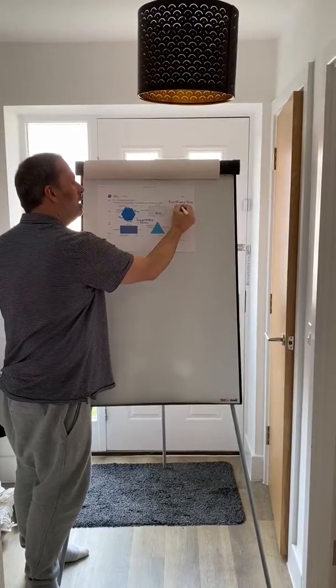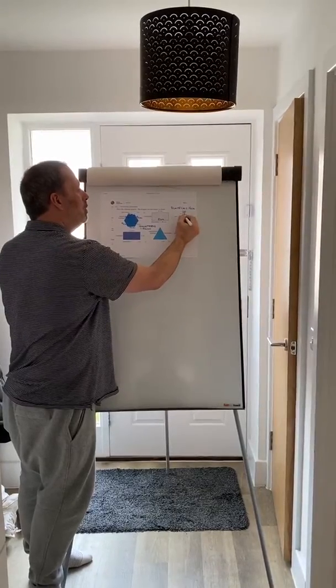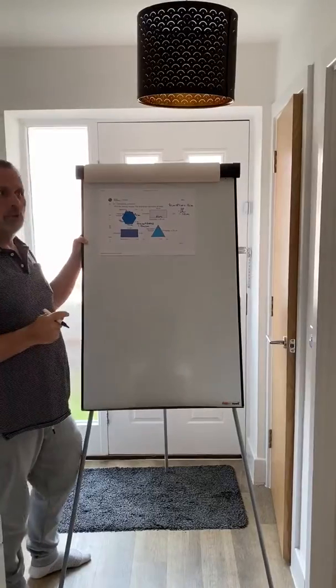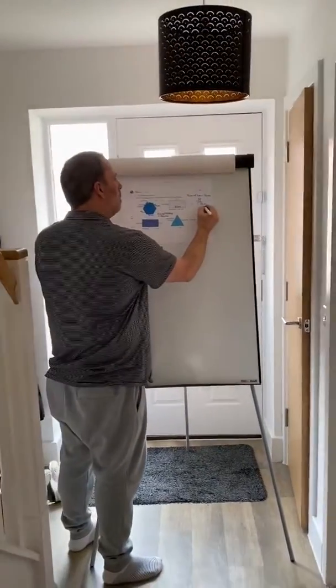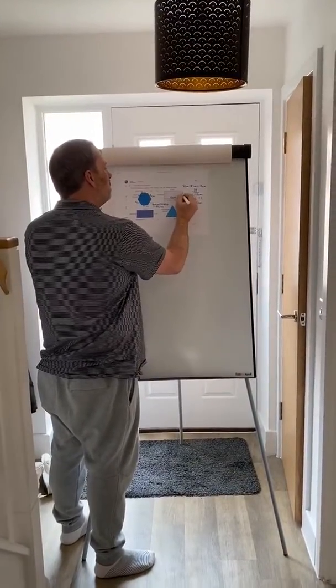So if I take 16 away from 28, that will give me 12 centimetres. So I know these two sides add up to 12, but they're both the same. So if I divide this by 2, that will give me a missing side of 6 centimetres.